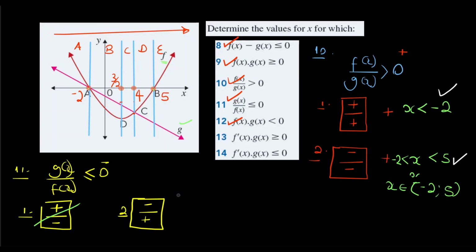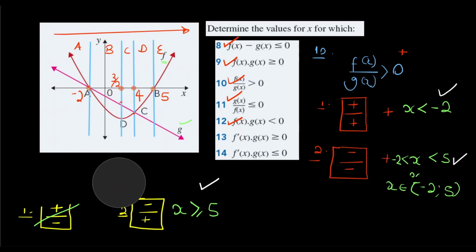Scenario 2, where's the graph of g above? No, below, while the graph of f is above. We saw that it's in area E, where the graph of g is below and the graph of f is above. So we can represent this area by simply saying x is greater or equals to 5. And that will be the answer for 11. So you can see that they're becoming very, very monotonous.